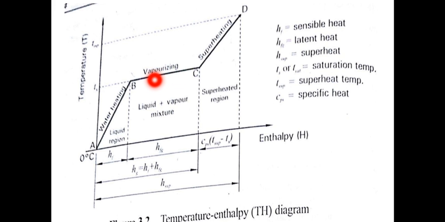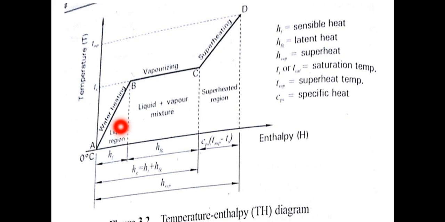On further heating, when we reach the point C, that wet steam, that means the mixture of water plus vapor, is converted into dry steam, and the temperature is the same, the saturation temperature. On further heating, from C to D, that dry steam at point C is converted to superheated steam when we reach point D, and the temperature is T super.